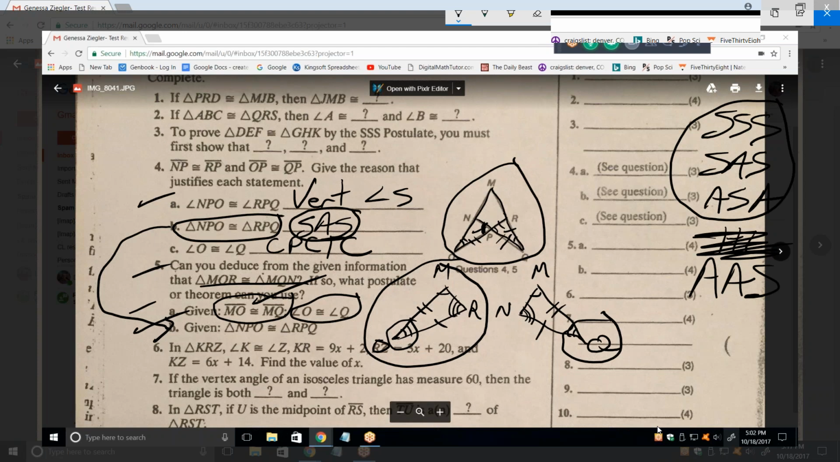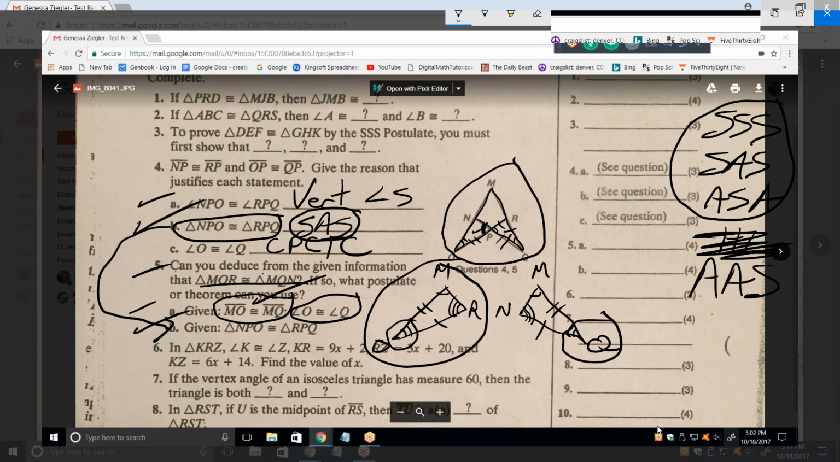I'm a little confused by question 5. Because given that we proved that they were congruent, in other words, we proved that statement 4B, therefore 5A is true and 5B is true. 5A is true because of CPCTC, and 5B is true because of SAS. Like I said, I'm not real sure what they're looking for here.